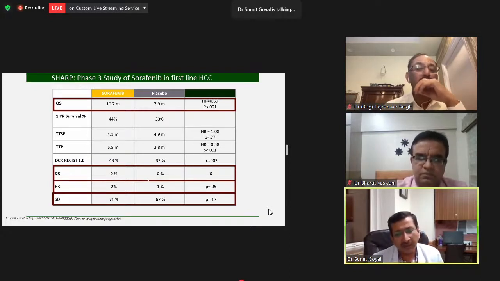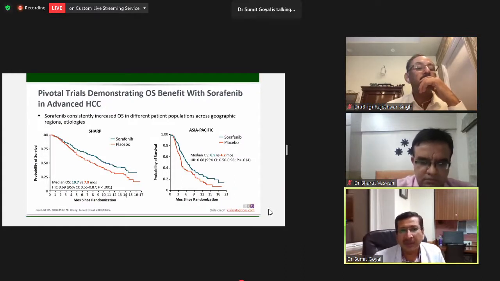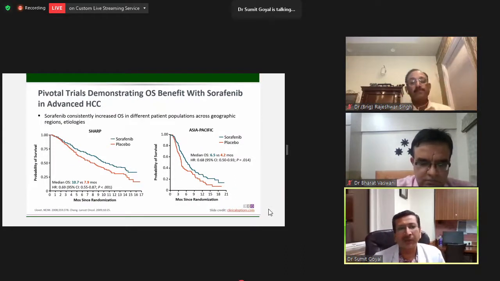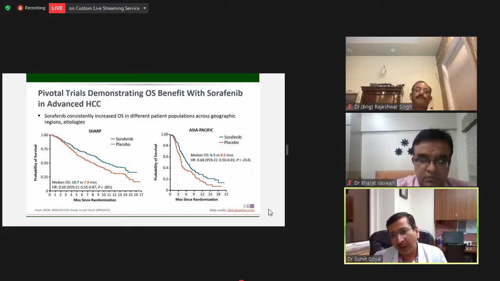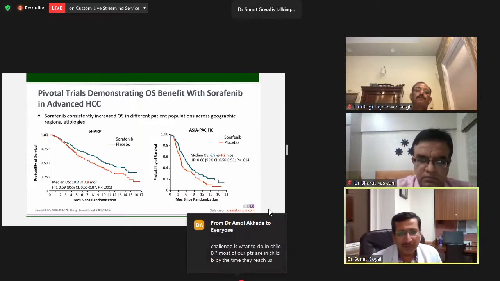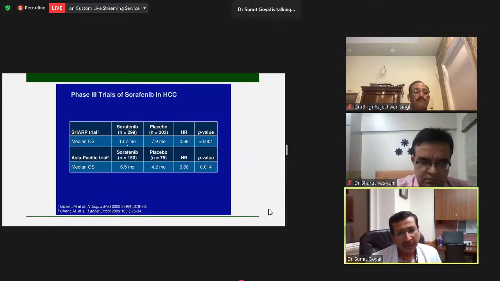In this study, there were no CRs achieved and hardly any PRs, with just borderline significance, but it was able to give a sort of stable disease. These were the pivotal trials which demonstrated benefit with sorafenib in advanced HCC: SHARP and the Asia Pacific study, both showing benefit. The results were consistent across geographic regions too. In the SHARP trial, 10.7 versus 7.9 months with a significant p-value. In the Asia Pacific study, 6.5 versus 4.2 months.